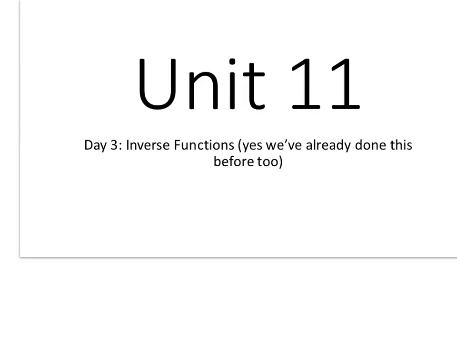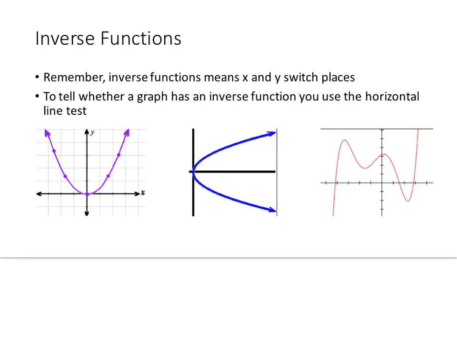All right, last lesson of this unit. It's over inverse functions, and yes, we've already done this before. For inverse functions, remember this is just when x and y switch places, and we'll see that later. So to tell whether a graph has an inverse that is a function, we're going to use our horizontal line test.